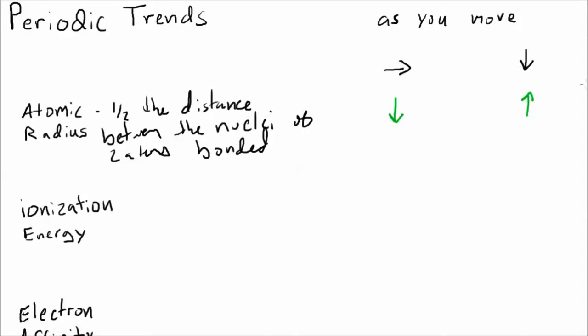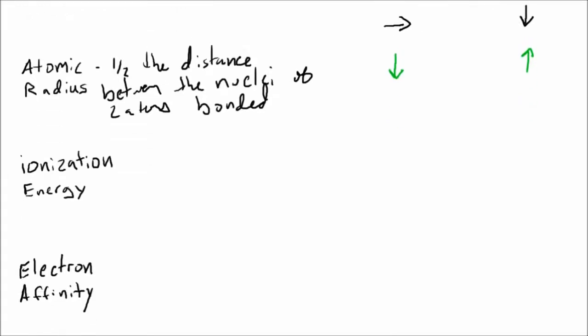So that brings us to our next property, which is ionization energy. Ionization energy is the energy change that happens when a neutral atom of an element loses one electron. That's called ionization energy. It's the energy change when that occurs.